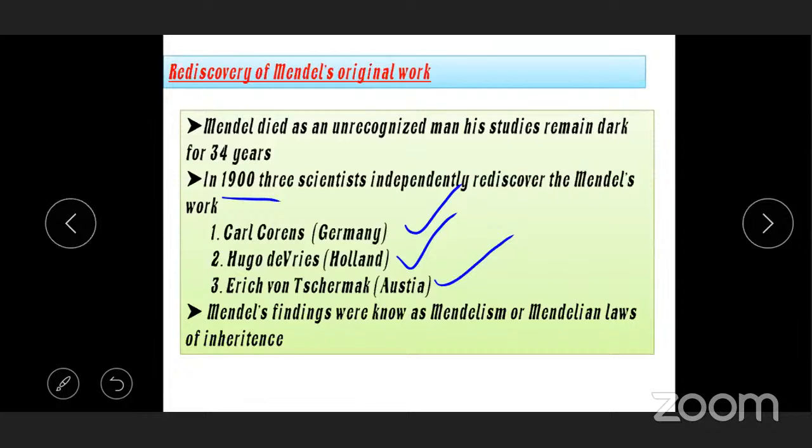Mendel's findings were known as Mendelism or Mendelian laws of inheritance. These three scientists rediscovered Mendel's works. Later, they gave the laws of Mendelism or Mendelian laws of inheritance. Okay, so who are they? Karl Correns, Hugo de Vries, and Erich von Tschermak.